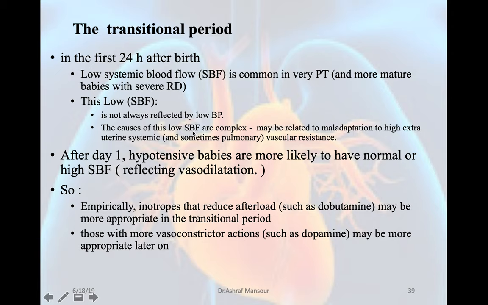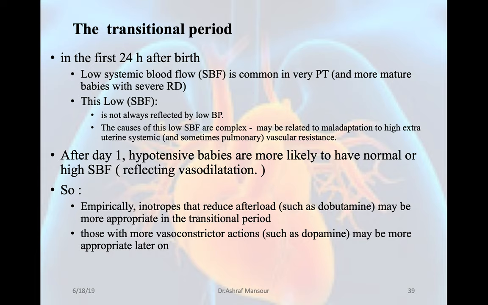The causes of the low systemic blood flow are complex, maybe related to maladaptation to the high extrauterine systemic and sometimes pulmonary vascular resistance increase. After day one, hypotensive babies are more likely to have normal or high systemic blood flow, reflecting the vasodilatation. So empirically, inotropes that reduce the afterload, such as dobutamine, may be more appropriate at this time. Don't use dopamine, which will increase the systemic vascular resistance more. Drugs with more vasoconstrictive action, like dopamine, may be more appropriate later on.